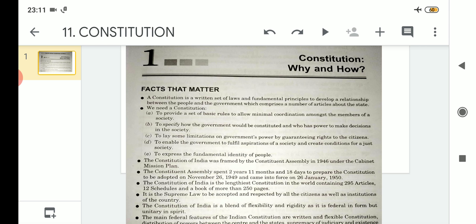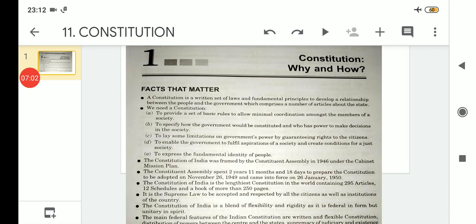Clear? So the Constituent Assembly spent 2 years, 11 months and 18 days to prepare the Constitution. So at first in 1946, when it was framed by the Constituent Assembly under the Cabinet Mission Plan, till 1949, the Constituent Assembly spent 2 years, 11 months and 18 days to prepare the Constitution. It took approximately 3 years, that means 12 days less than 3 years.